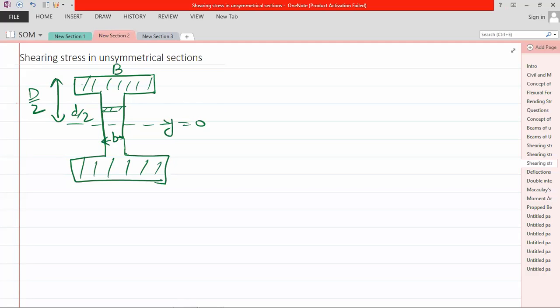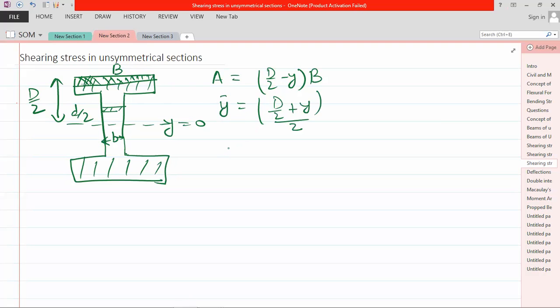Now suppose I am taking the upper flange. If I take the upper flange, what is the area? Area would be D by 2 minus y into B. Now, what is y bar? Y bar is equal to D by 2 plus y divided by 2, from the earlier case. So, what is the shear stress? Shear stress is F by 2I into D square by 4 minus y square.